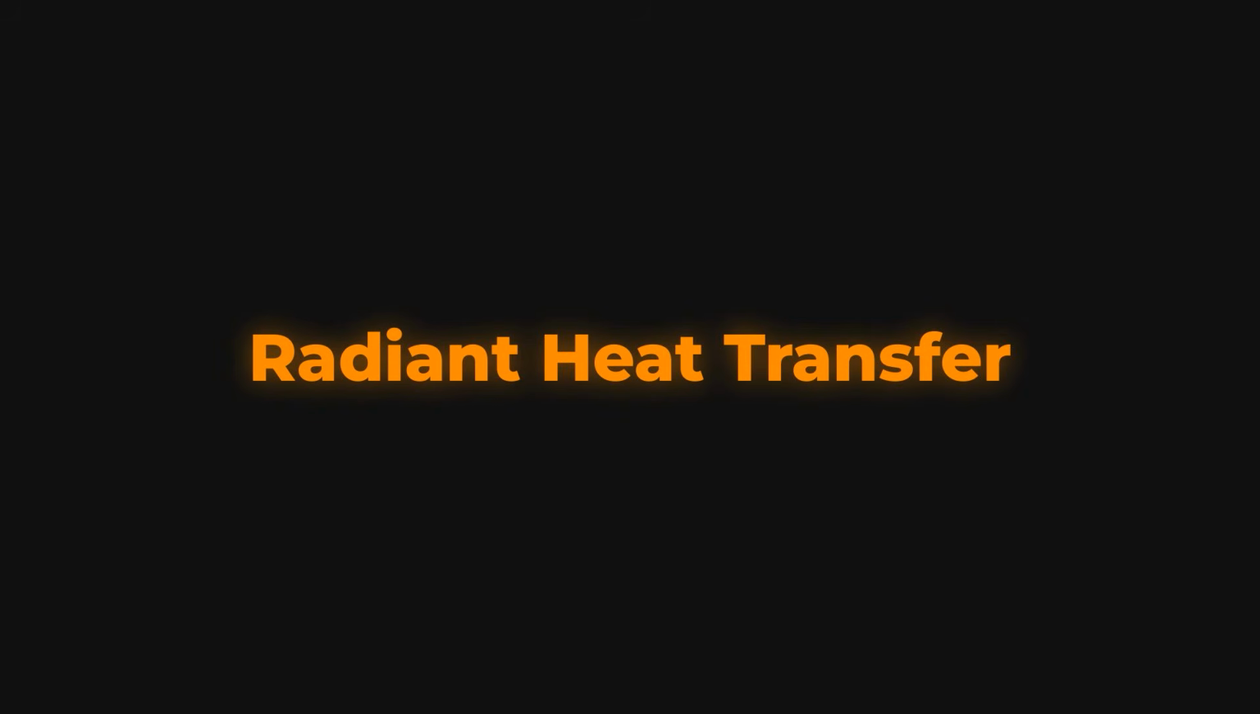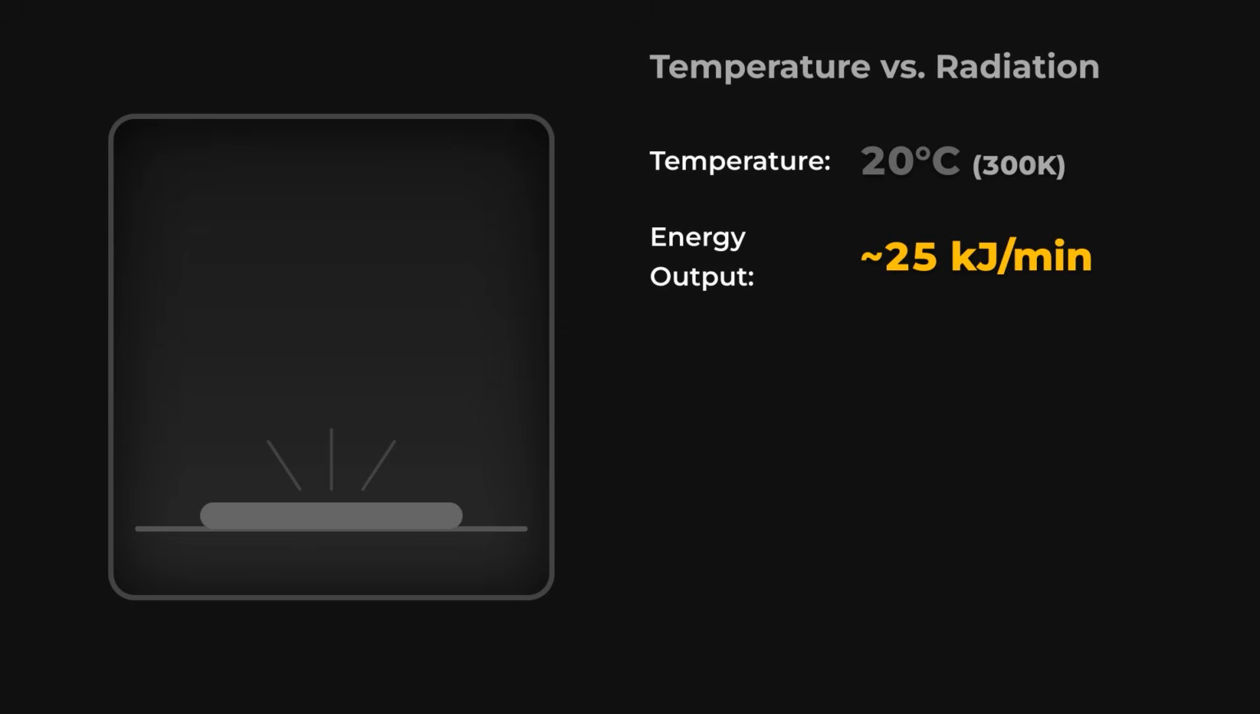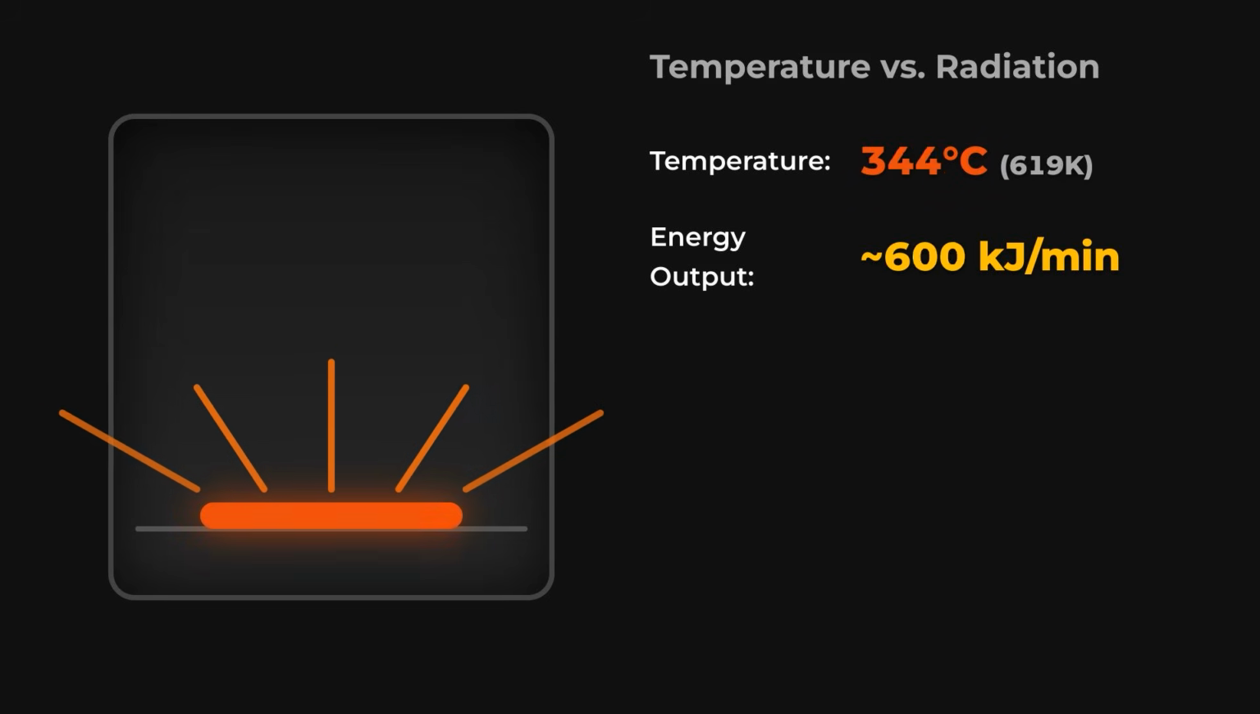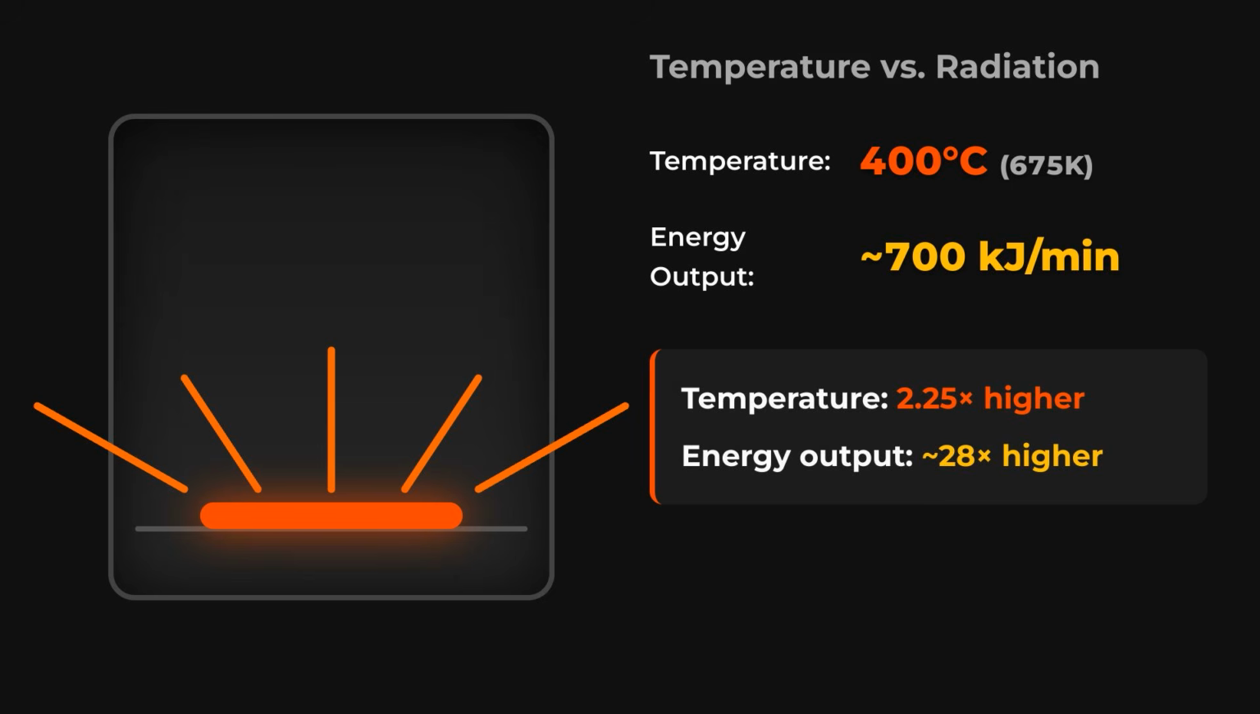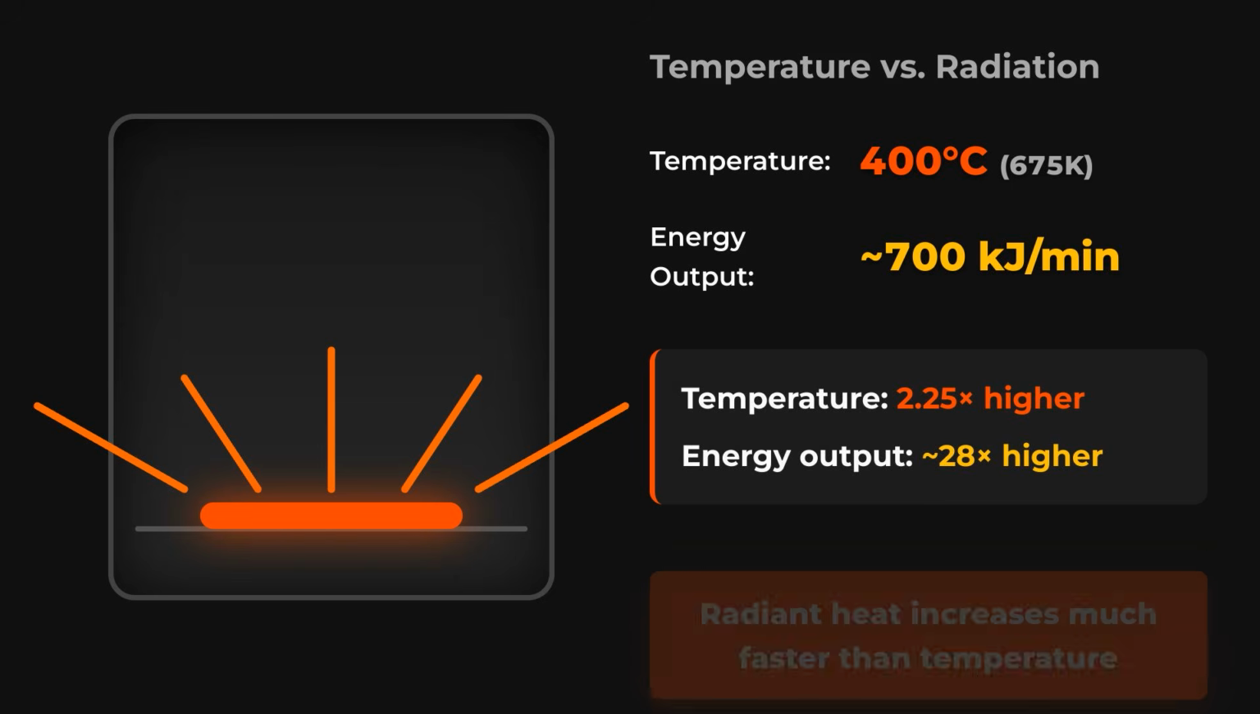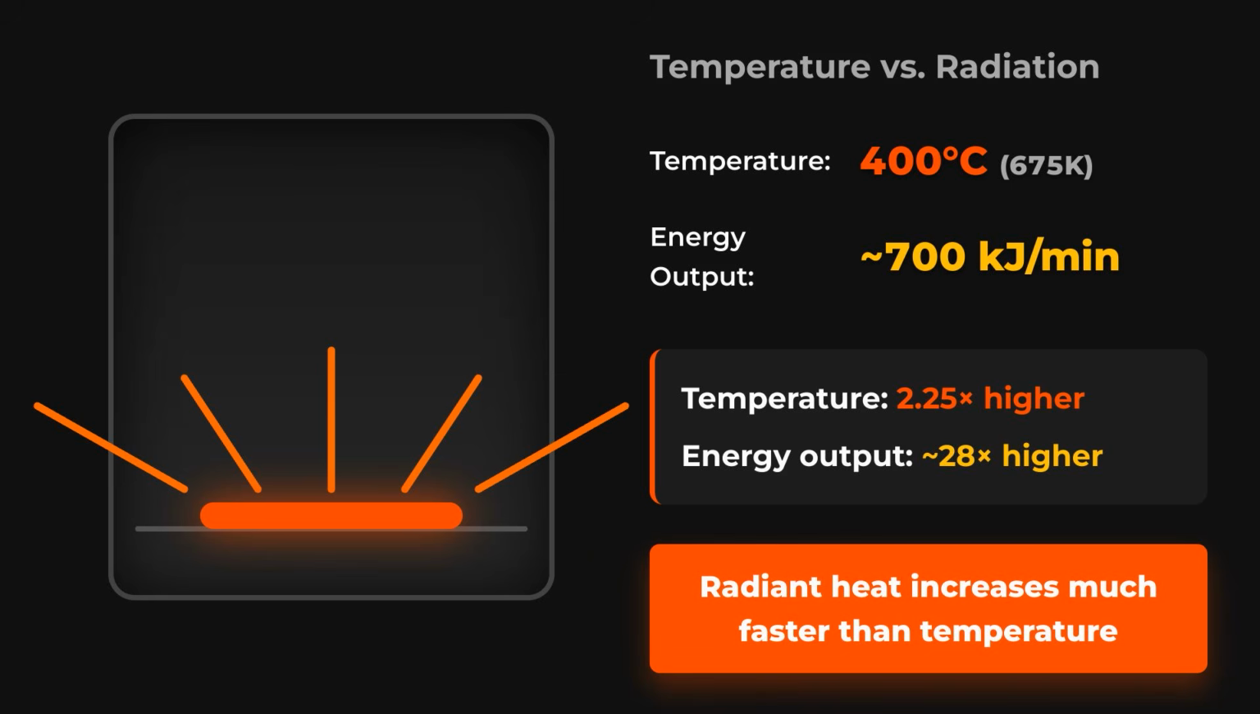A cold pizza stone in your oven at 20 degrees Celsius might only emit around 25 kilojoules of energy per minute, but at 400 degrees Celsius, it might emit upwards of 700 kilojoules of radiant heat energy per minute. That's 20 times higher temperature, but it's transferring almost 30 times more energy. So radiant heat transfer increases a lot more than you'd expect as you go up in temperature.